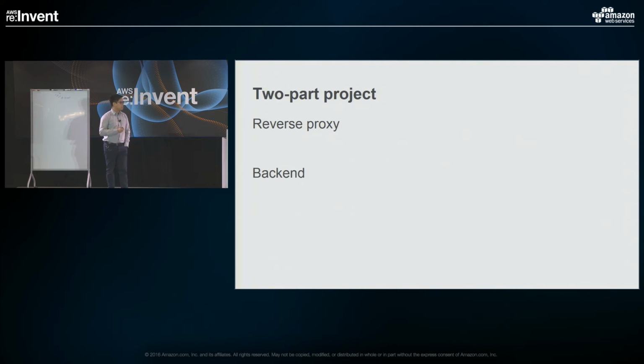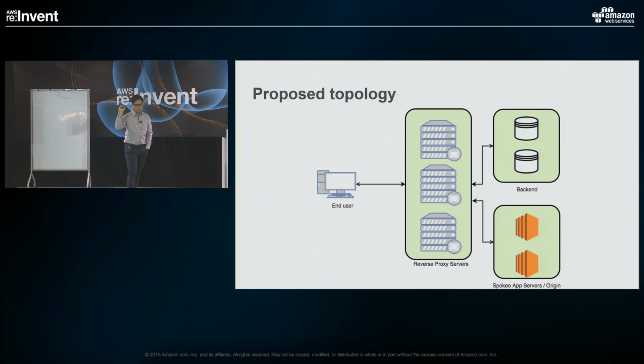Where are we storing this 37.4 terabytes? How are we serving it as fast as possible? So this is our proposed topology. End users will come in, they will initially hit the reverse proxy first. The reverse proxy will talk to some sort of backend that we dreamt about. And then also, if the data doesn't exist, the reverse proxy will hit our origin, our app servers.